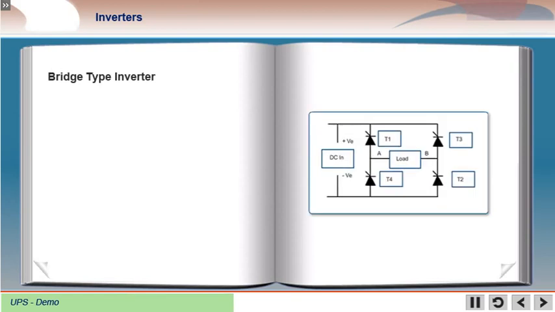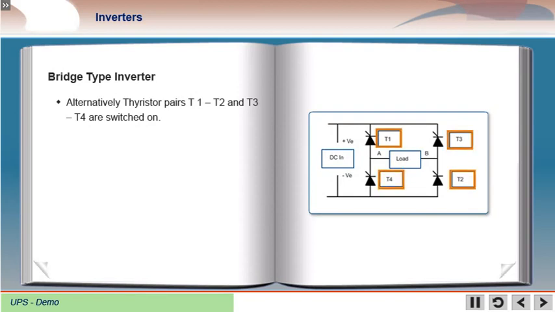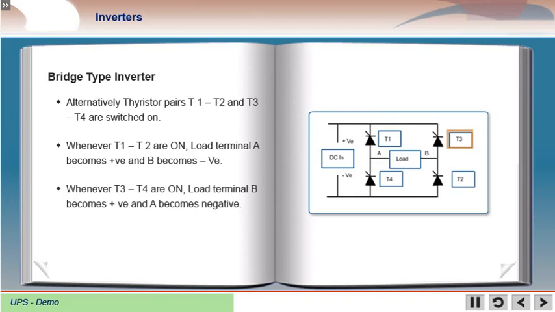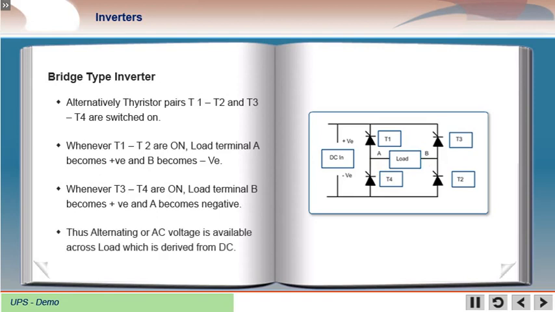This shows the typical arrangement of a bridge-type inverter. Alternately, thyristor pairs T1, T2 and T3, T4 are switched on. Whenever T1, T2 are on, load terminal A becomes positive and B becomes negative. Whenever T3, T4 are on, load terminal B becomes positive and A becomes negative. Thus, alternating or AC voltage is available across the load, which is derived from the DC input.